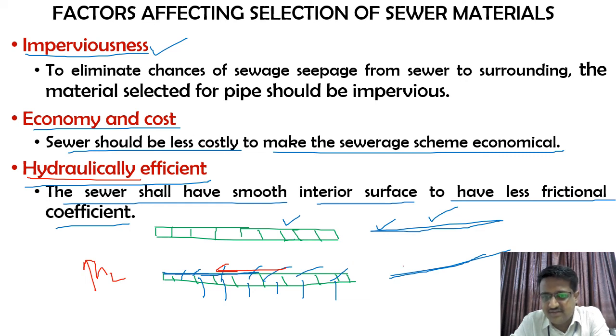Similarly, if I consider this cast iron pipe, the surface will be quite smooth when I compare it with the brick sewer. At that point there will be less resistance for the flow of sewage. So here it will be hydraulically efficient, and in turn the losses are going to be less. So whenever we select the material, it should favor hydraulic efficiency. As and when the hydraulic efficiency is more, the head loss occurring because of this will be less.